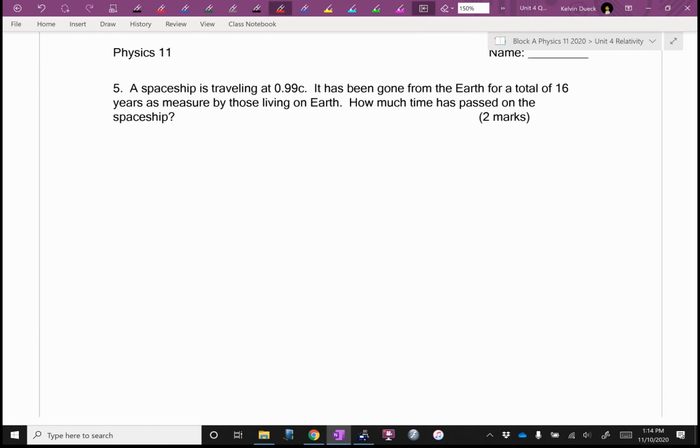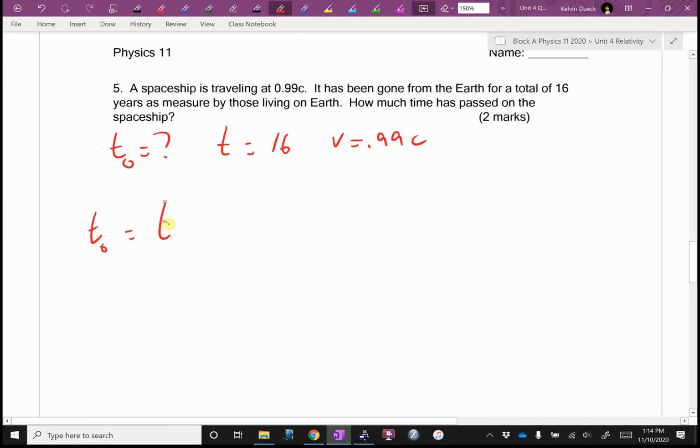Now they want me to find the time on board the spaceship. So they want me to find T0. That must mean T is 16, V is 0.99 c. I think T0 is going to be T times that square root thing. Since the square root thingy divides T0, I would multiply it to the other side. It's going to be 16 times the square root of 1 minus 0.99 c over c all squared.